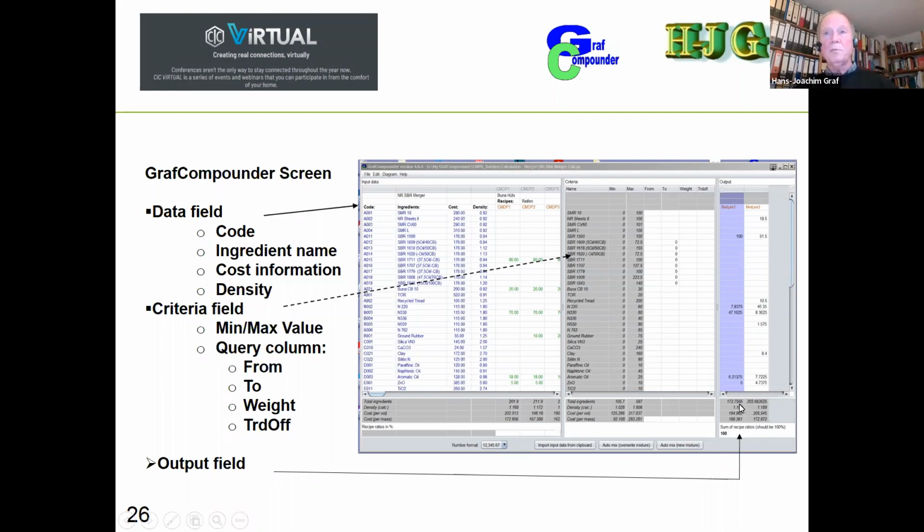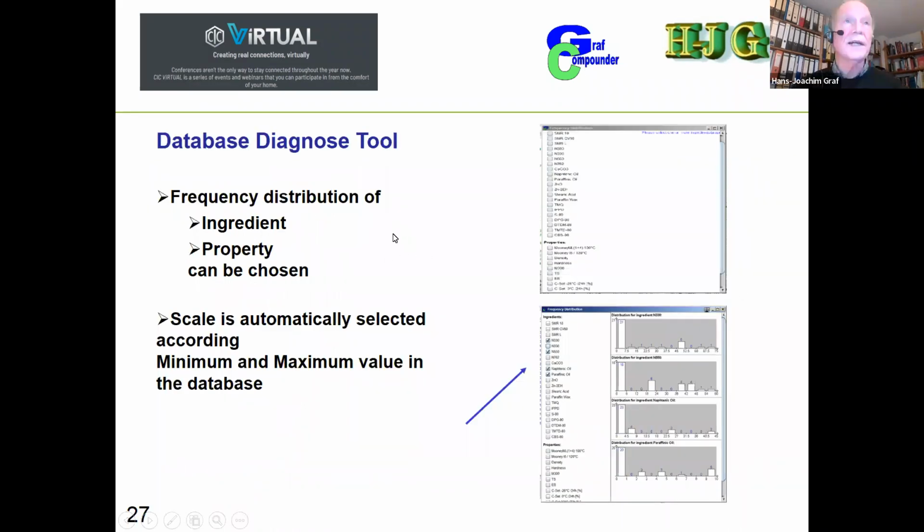And then you have your output field, and you see here already that you can do a couple of artificial experiments side by side to think about what the changes are. So then you have diagnosis tools. That's a frequency distribution of ingredients and properties. You can choose whatever you want, and then you have a frequency diagram as a bar diagram, which is automatically scaled according to the min and max value of the database.